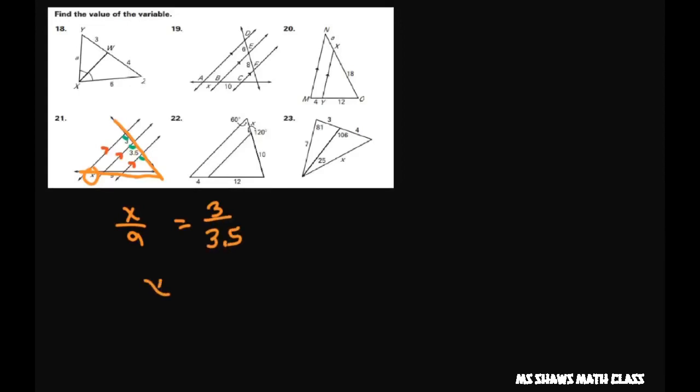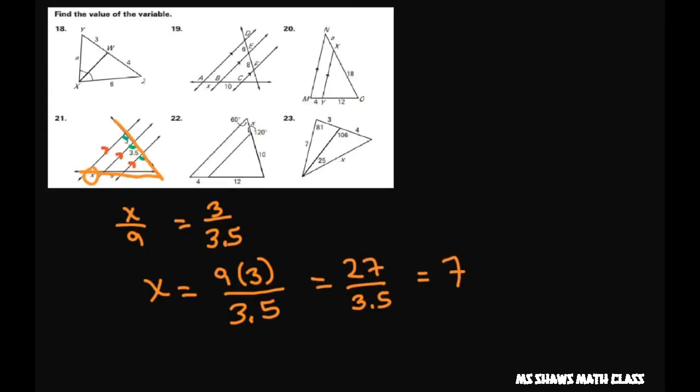So x is going to be 9 times 3 divided by 3.5 when you cross multiply, which equals 27 divided by 3.5. And 3.5 goes into 27 7 times with 2.5 left over, so that's going to be 7 and 5/7.